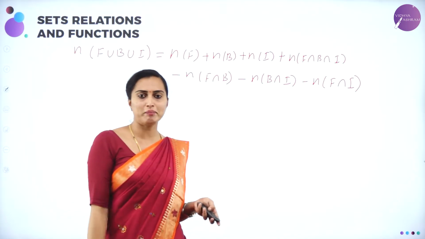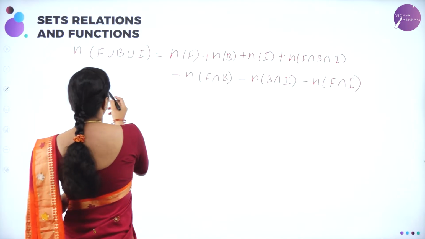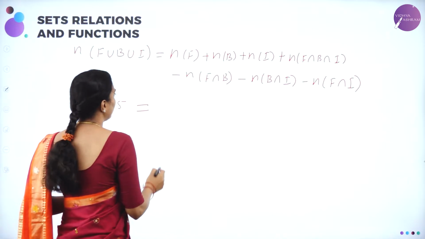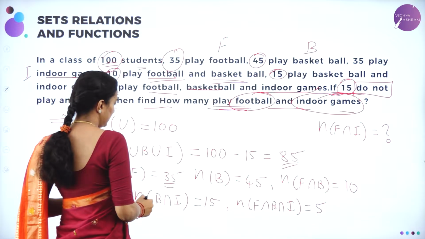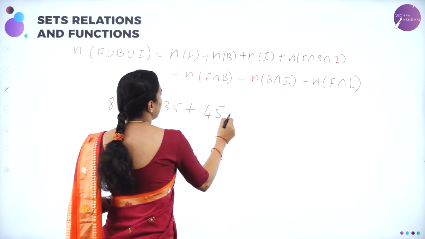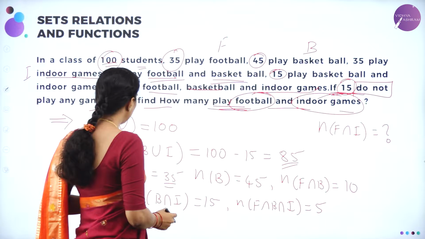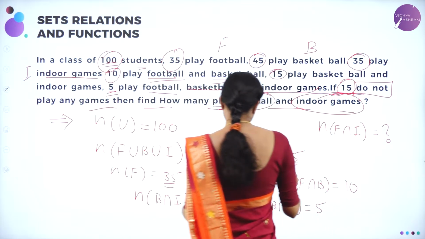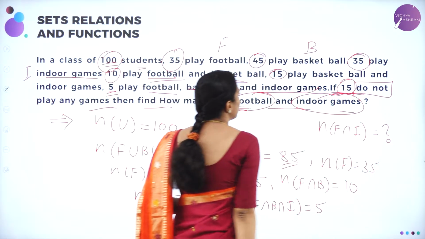Now let us substitute one by one. We know this is nothing but what? 85. Let me substitute that. 85 will be equal to, what is N of F? N of F is 35. 35 plus N of B. What is N of B? N of B is 45. So we are going to have 45 plus, what is N of I? N of I is nothing but, they have given N of I. Where is N of I? Yes, this one. I have not written 35 for N of I. Let me write it here. So N of I is nothing but 35.